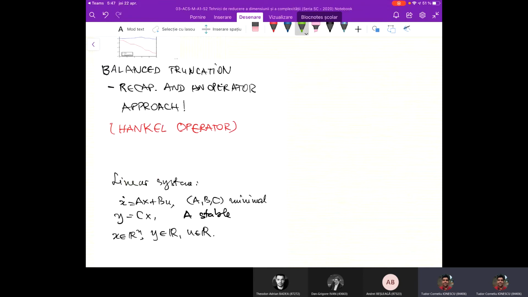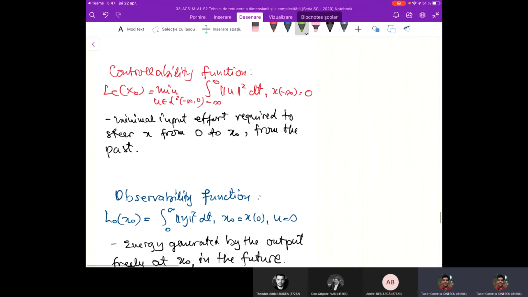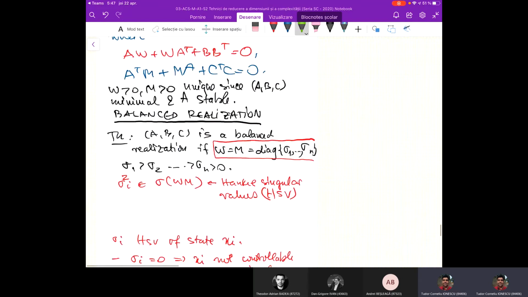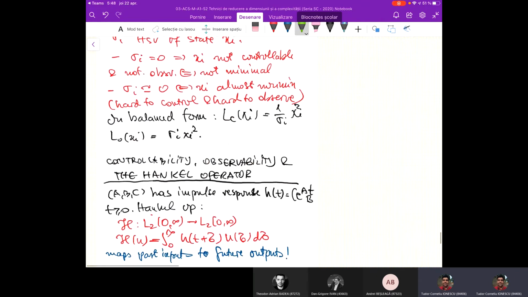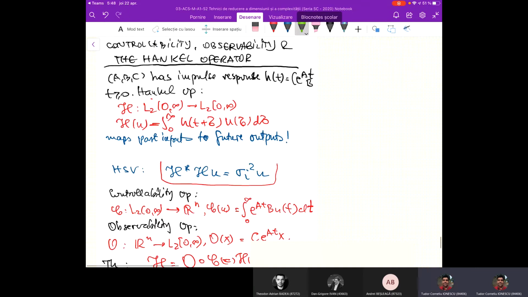So what they haven't discussed here is what we tried to discuss before with the Hankel operator. As far as I remember correctly, this is where the Hankel singular values come from. They are the first n singular values of the Hankel operator. That's why they're so relevant, because the Hankel operator is the one mapping past inputs to future outputs.